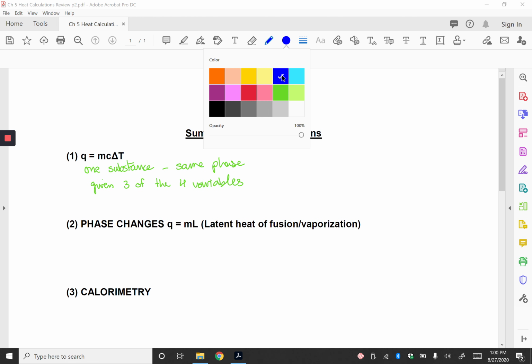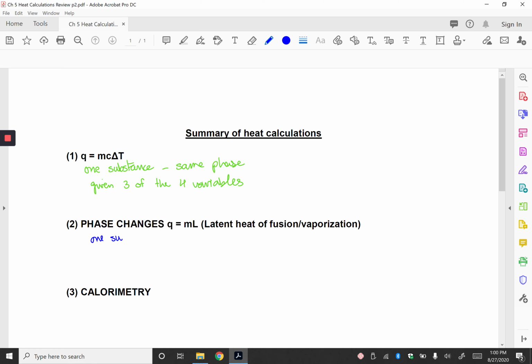Okay, let's look at the next one, phase changes. So from its name, that tells us that we're going to use it for phase changes. So again, one substance, but you do have a phase change, but no temperature change. So if you have a phase change and a temperature change, you got to do a combination of MC delta T and Q equals ML.